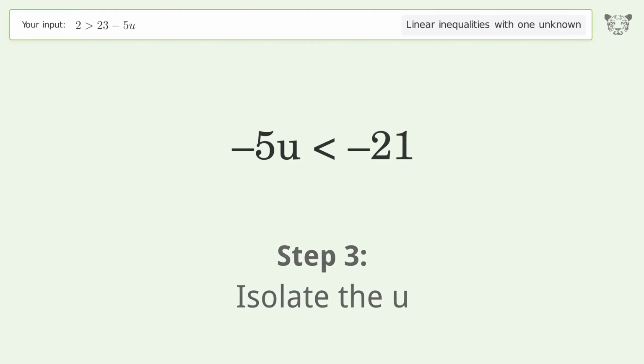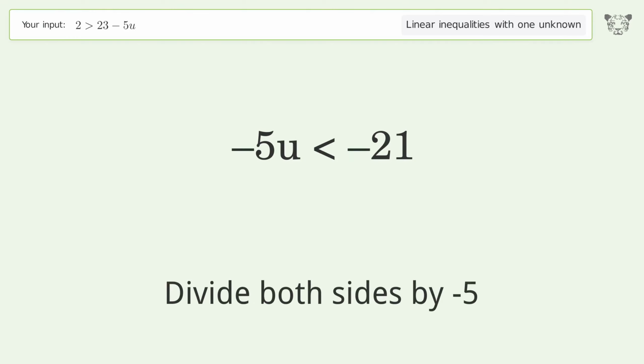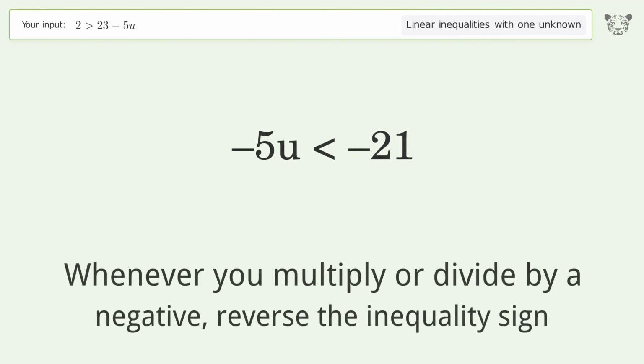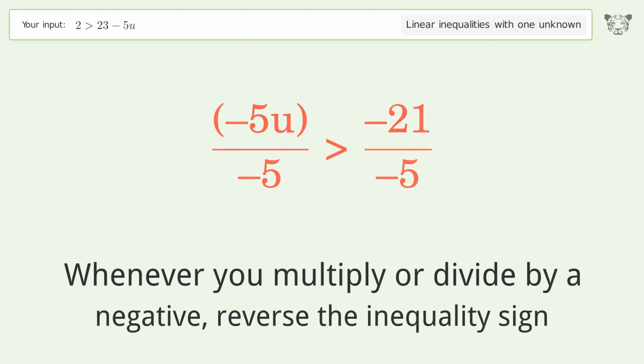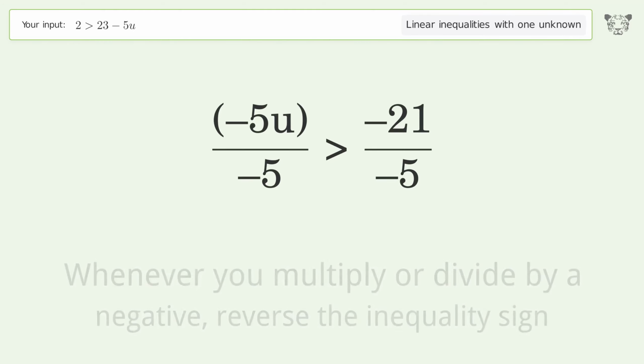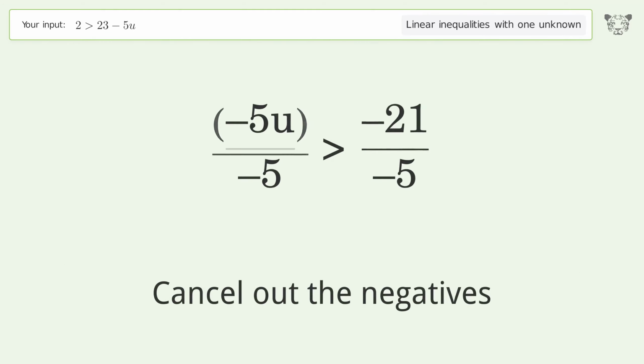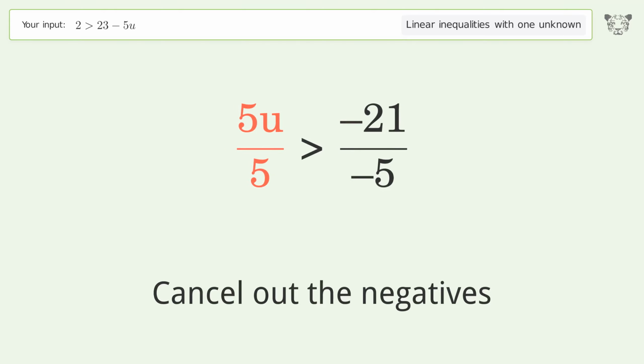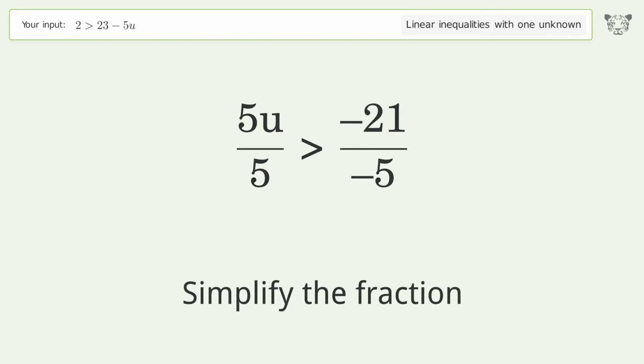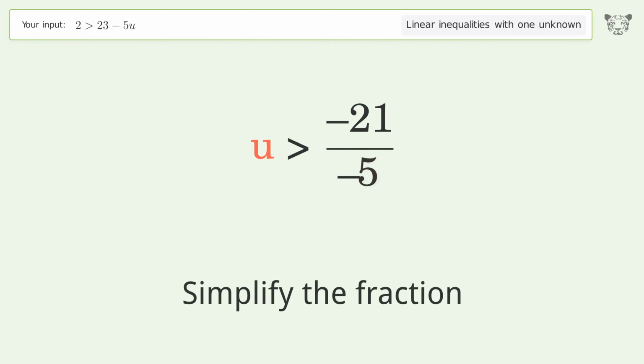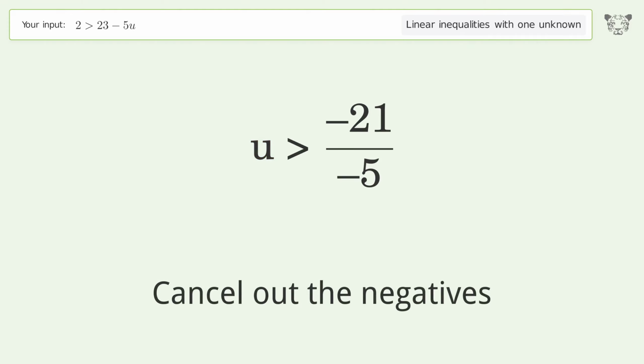Isolate the u. Divide both sides by -5. Whenever you multiply or divide by a negative, reverse the inequality sign. Cancel out the negatives. Simplify the fraction. Cancel out the negatives.